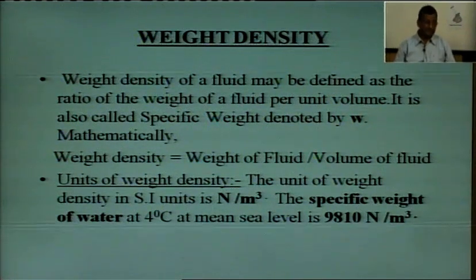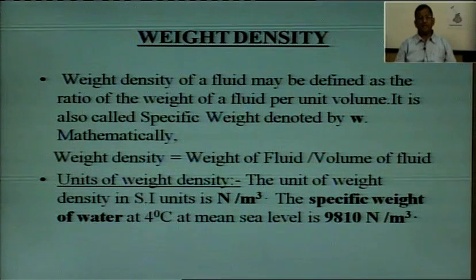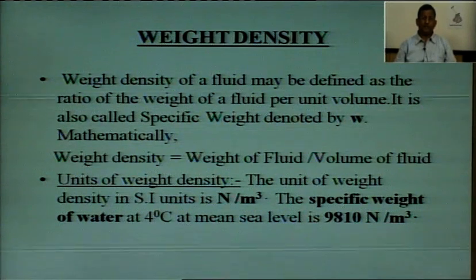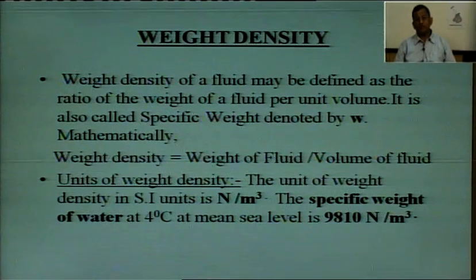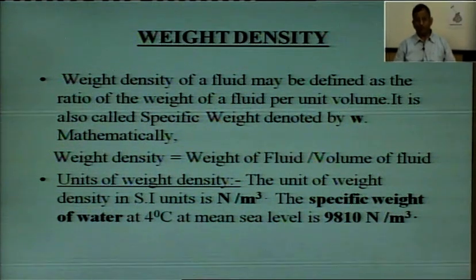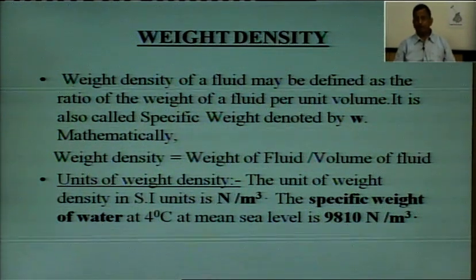Then comes the next definition, weight density. The weight density of a fluid is defined as the ratio of the weight of a fluid per unit volume. It is called the specific weight and is denoted by small w. Mathematically, the weight density is the weight of the fluid per volume of the fluid. The units of the weight density in SI units are weight in Newton and volume in meter cube.